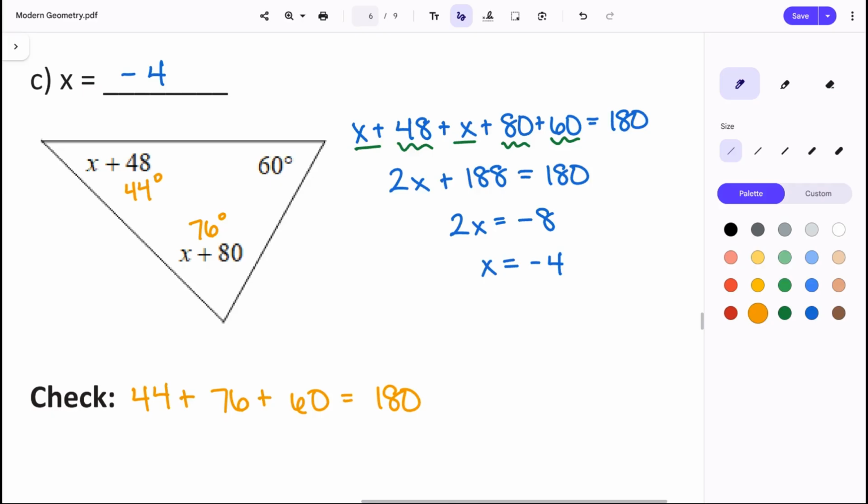Especially first period, I said, what would cause reason for concern? And someone said, if I got a decimal. It's okay if you guys get decimals, just like it's okay if you get a negative answer. But if you feel a little bit uneasy about it when you get a negative or a decimal, check it. Plug it back in and see if it works out. Because if it does, then you're probably right.